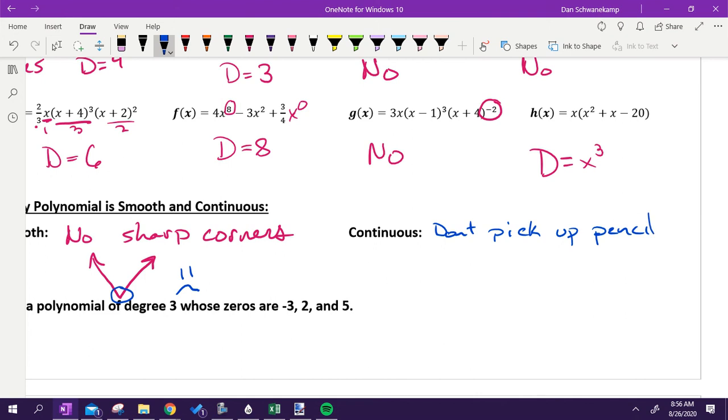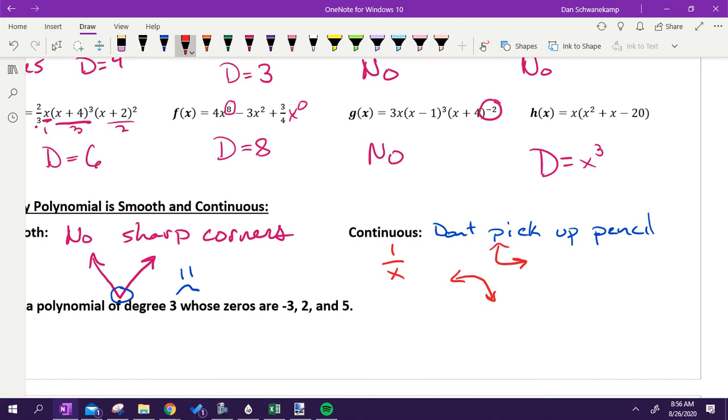Continuous means you don't pick up your pencil. What is an example of a function that's not continuous? The reciprocal function 1 over x. We know it's not a polynomial. It's got x to the -1 power. That's what 1 over x is. And for that one, you have to pick up your pencil to graph it. That's why we know it's not a polynomial.